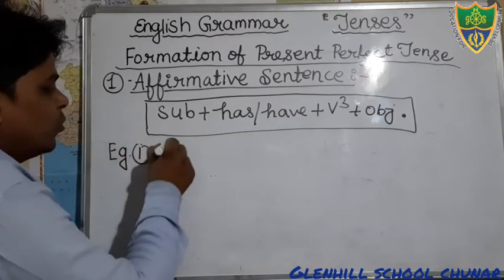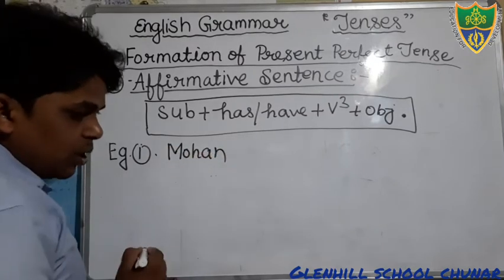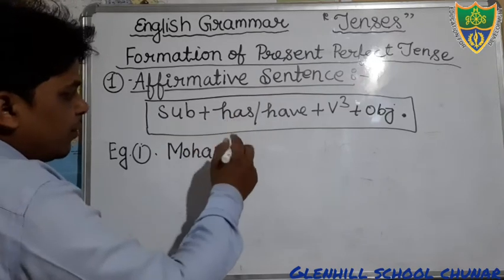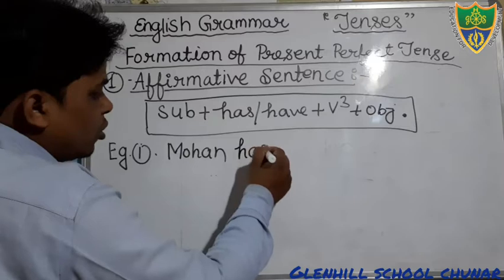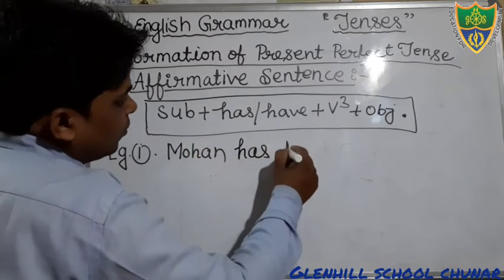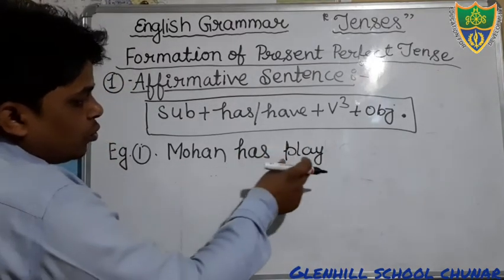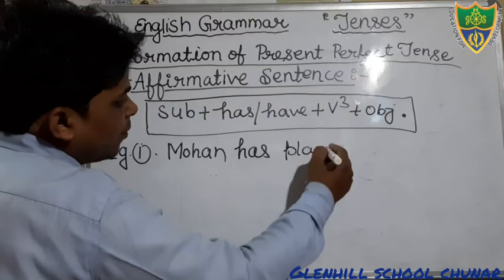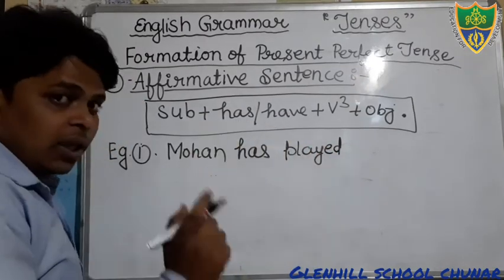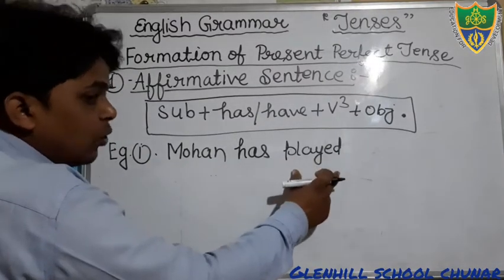Just see, Mohan is a subject, that is a singular subject. I have already told you that with the singular subject we will use has. So you will write here has. Mohan has. Suppose that your verb is play. So you will write the third form of the verb, and for making the third form, we generally add ed. Generally, not always. Just see here, Mohan has played, that you have to learn.